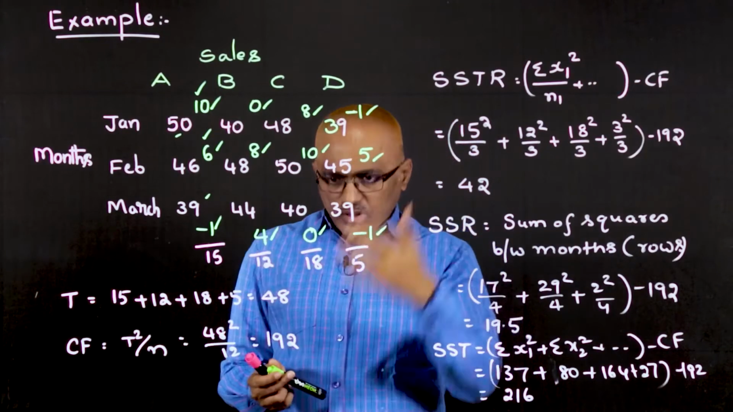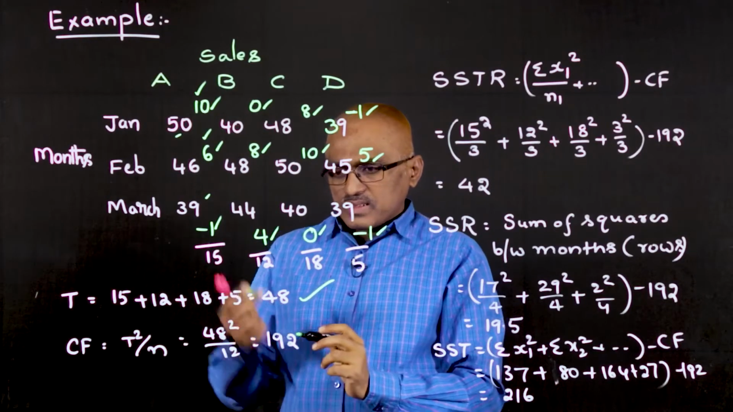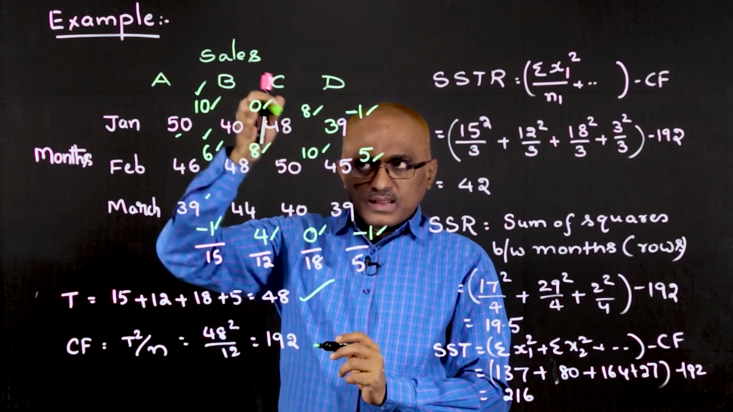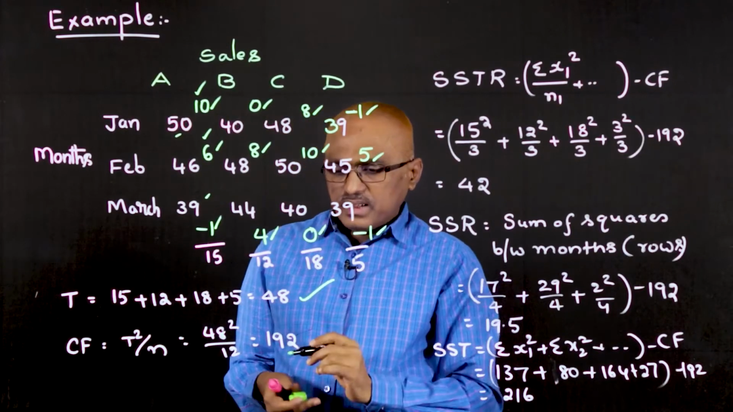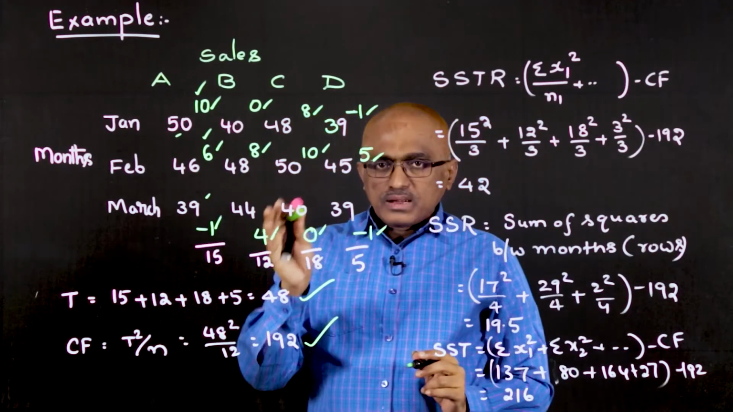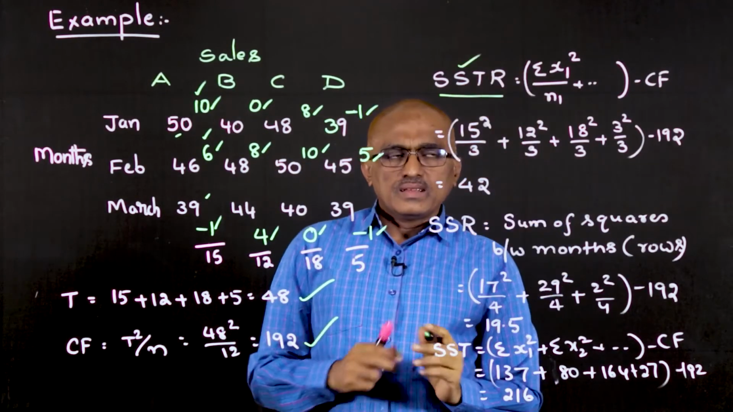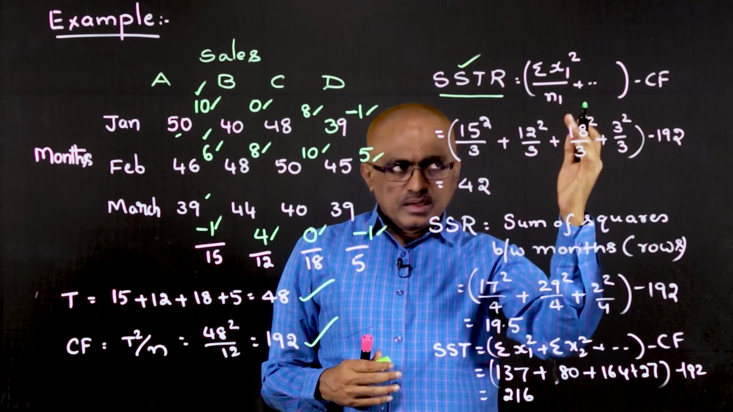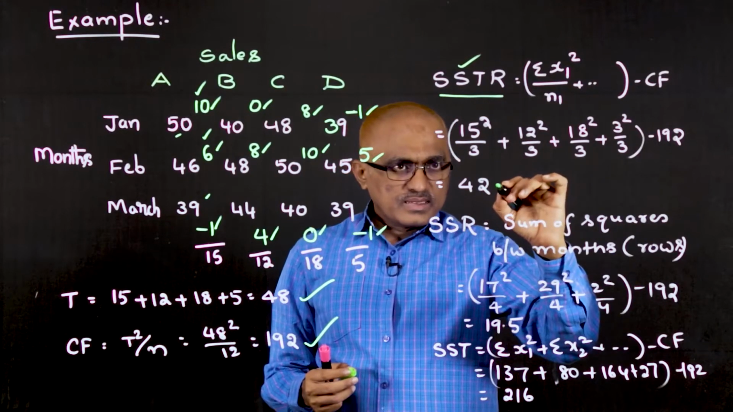Now, like what we did earlier with single-way ANOVA, first we calculate T, that is sum of x1, sum of x2, sum of x3, sum of x4, column wise. So it is 15 plus 12 plus and so on, which is 48. Then immediately the correction factor, that is T square by n. This is similar to what we did in one-way ANOVA. We calculate SSTR, that is summation x1 whole square by n1, summation x2 whole square by n2, summation x3 whole square by n3, and so on, minus the correction factor. Then we get SSTR.